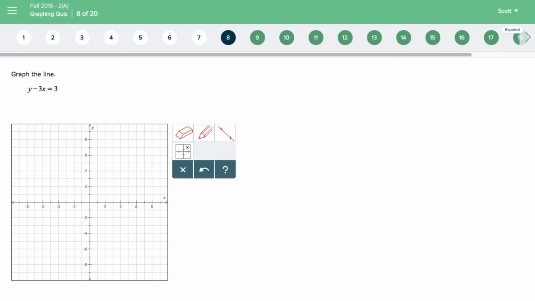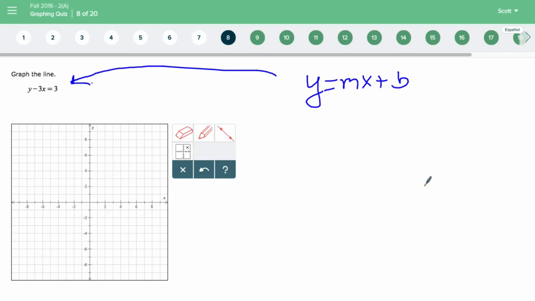Number 8. We want it to be y equals mx plus b. We see that this is not in that format. And that means we got to do one of two things. We can either solve for y, or we can do the cover-up method. Let's do it both ways just so we can see it both ways. Y minus 3x equals 3. I'm solving for y.